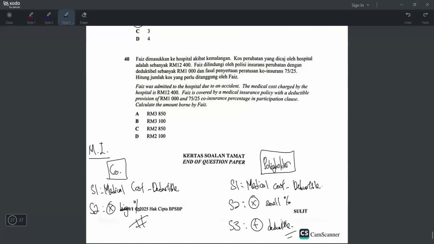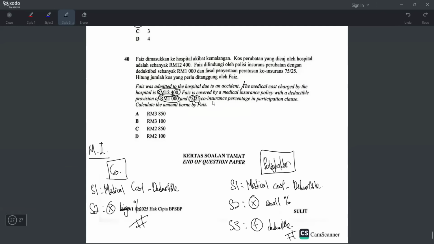Okay. So that is the notes for medical insurance. Okay. All right, so let's do it now. Faiz was admitted to the hospital due to accident. Okay, the medical cost charged by the hospital is 12400. So this is the medical cost lah, the medical bill. Faiz is covered by medical insurance policy with deductible 1000. So later I have to take 12400 minus 1000, and then baru darab dengan the percent. But ada 2% kan. So nanti kita kena tengok nak cari yang company bayar ataupun Faiz.